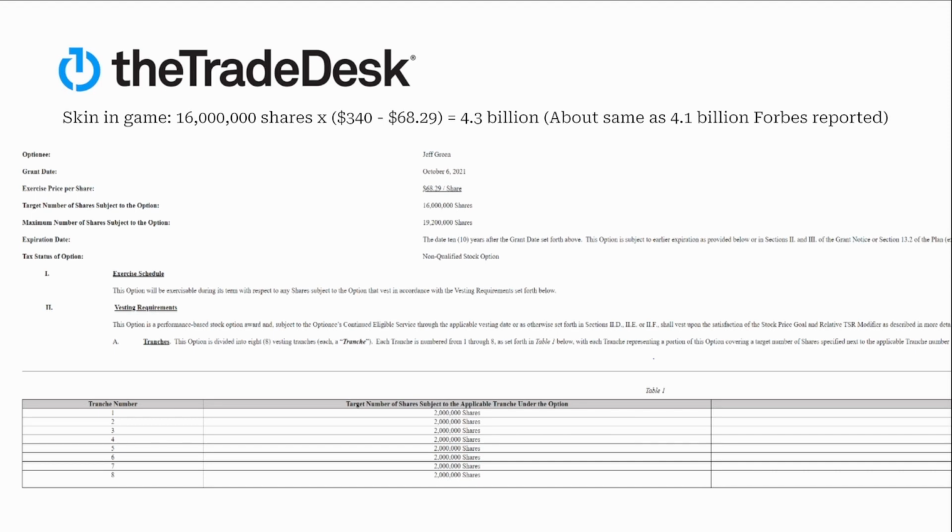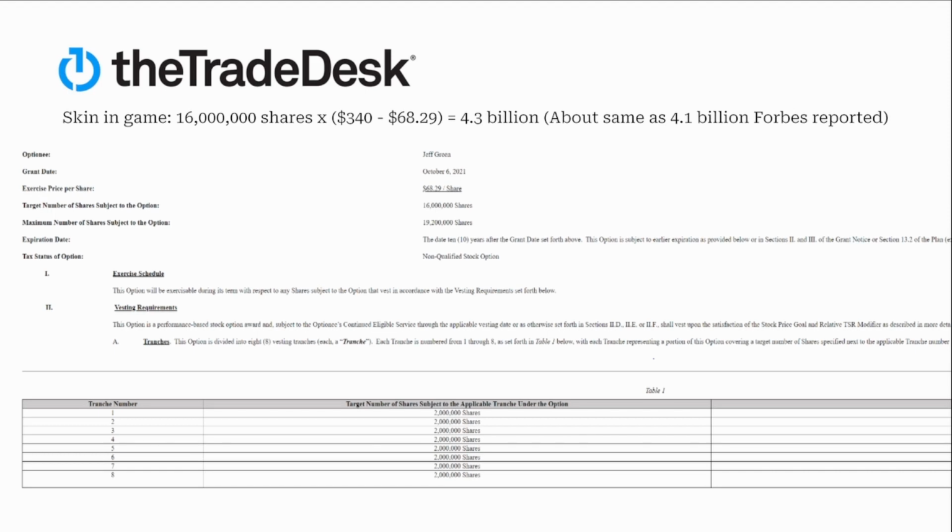And if we take 16 million and multiply that by 340 US dollars, which is the final target stock price that Jeff needs to hit for TTD to unlock all the 16 million shares, and if we minus 68.29, which is the cost to exercise these share options, that amounts to somewhere around 4.3 billion US dollars, which is about the value that Forbes reports is Jeff's net worth.